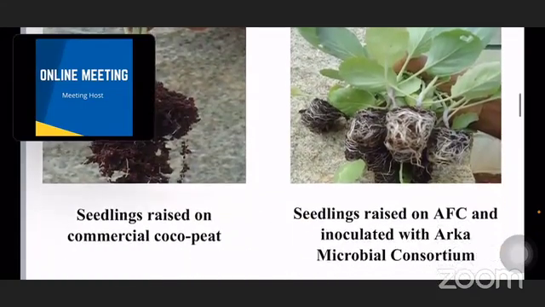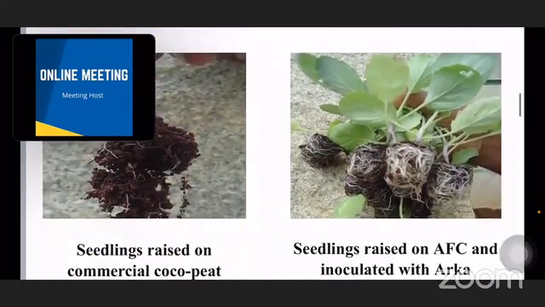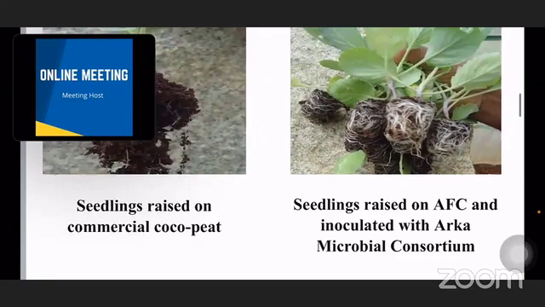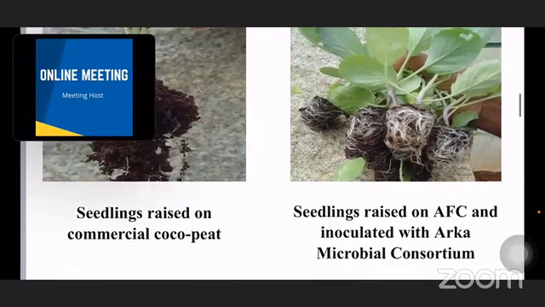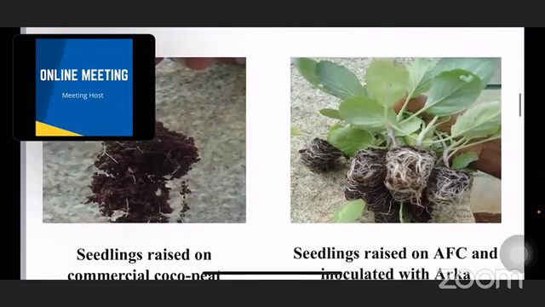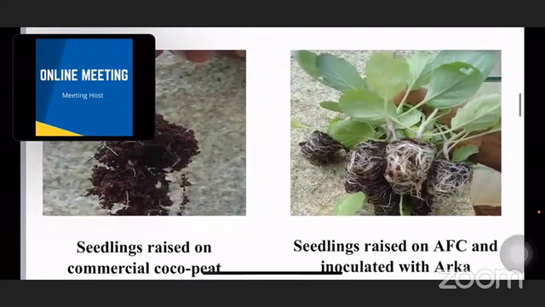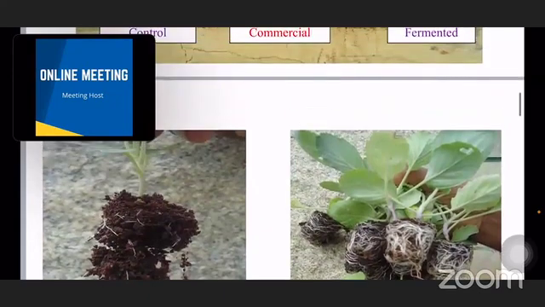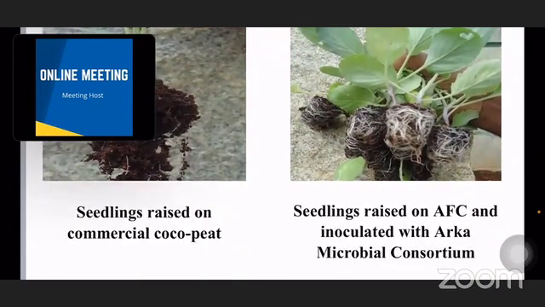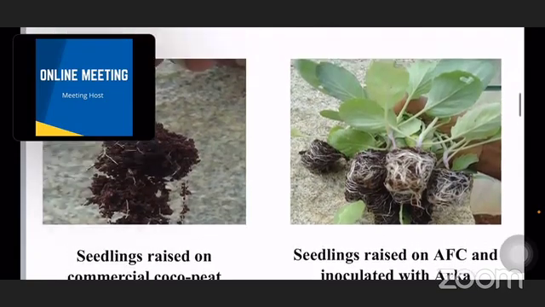And also whatever the cocoa peat, right? Here the seedlings are in the commercial cocoa peat, whatever it is. Here the seedlings are raised on the Arca fermented cocoa peat and also inoculated with the Arca microbial consortium. See the root spread and compactness of the media. This is how we can differentiate the seedlings grown in the commercial cocoa peat and those inoculated with the Arca microbial consortium.